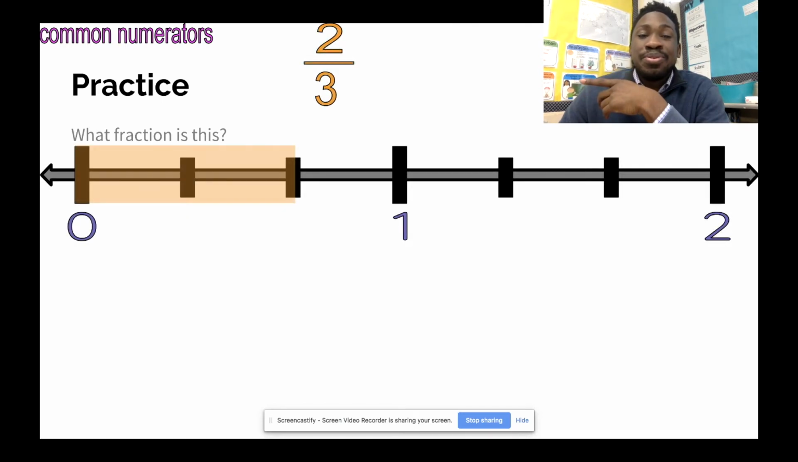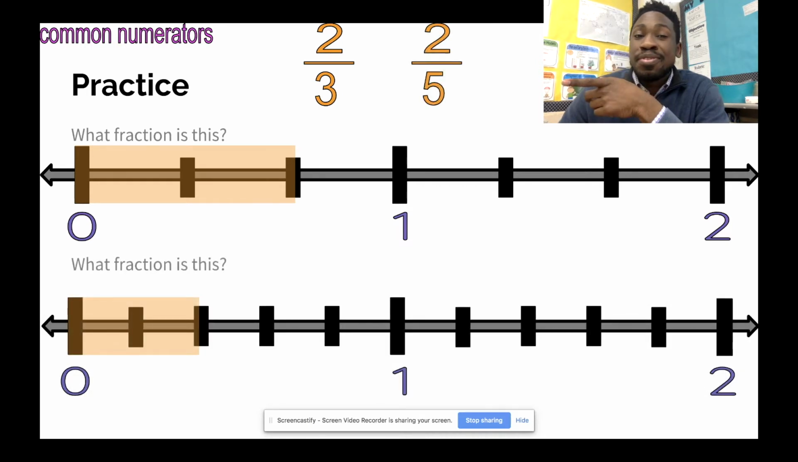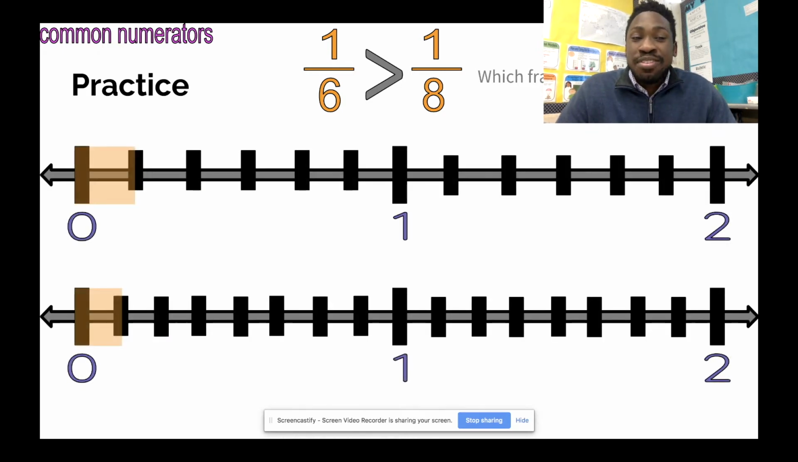This is 2/3. This is 2/5. 2/3 is greater than 2/5. Based on the pattern that hopefully we figured out, how will we compare these two fractions? 1/6 is what to 1/8? 1/6 is greater than 1/8, and here's how I can prove it. Okay, here's 1/6, 1 out of the 1, 2, 3, 4, 5, 6 sections, and here's 1/8.